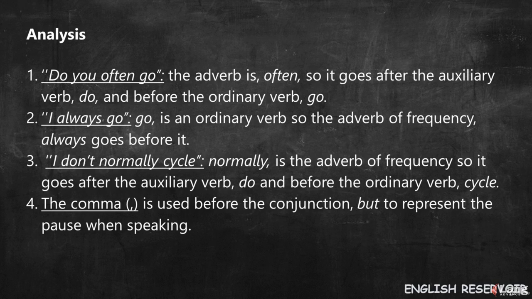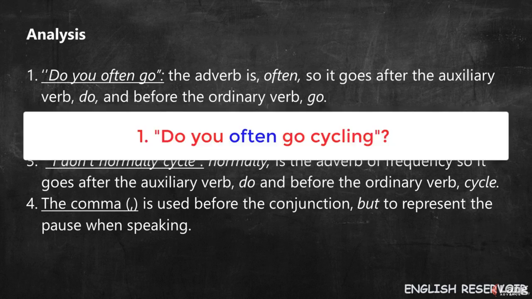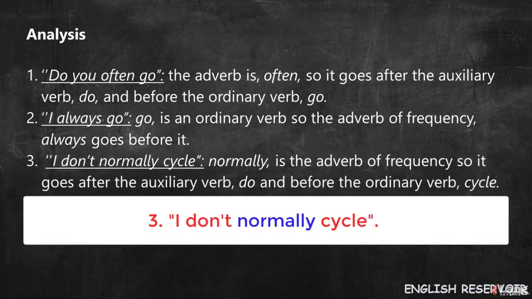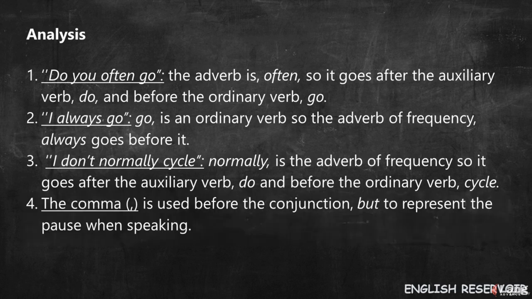Analysis. 1. Do you often go? The adverb is often, so it goes after the auxiliary verb do and before the ordinary verb go. 2. I always go. Go is an ordinary verb, so the adverb of frequency always goes before it. 3. I don't normally cycle. Normally is the adverb of frequency, so it goes after the auxiliary verb do and before the ordinary verb cycle.